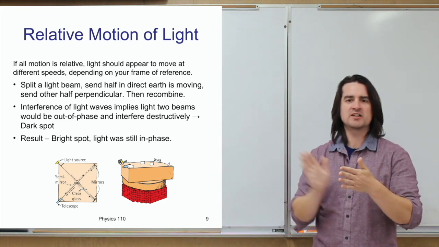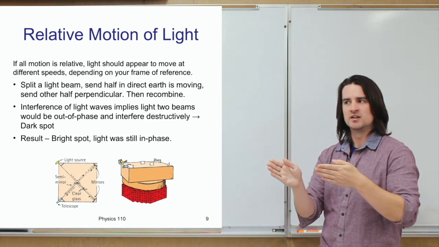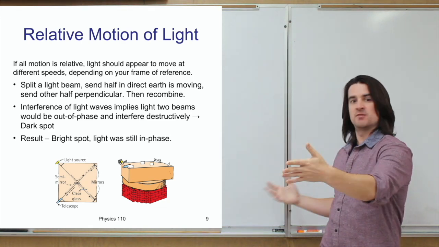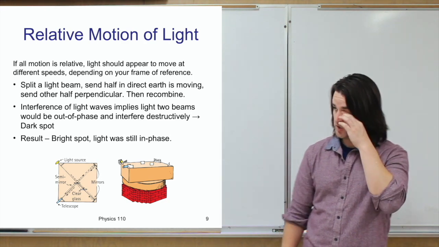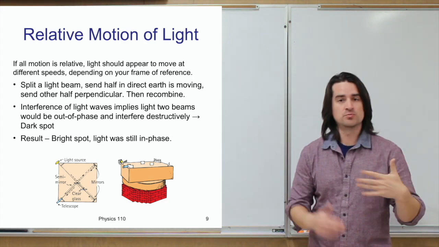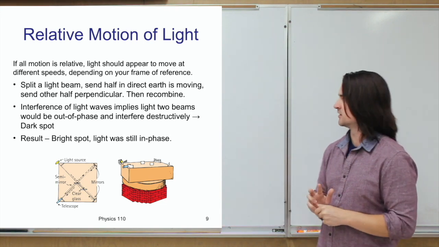So due to the fact that this frame of reference is moving, it seems like this one is moving not as quickly as if you were at rest outside of both of those. So that's kind of the idea. It would seem that light should also move at different speeds depending on which reference frame you're in and how fast that reference frame is moving.